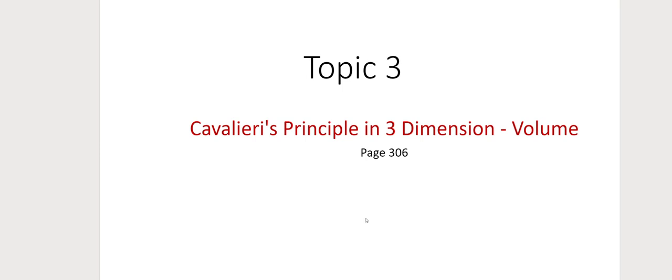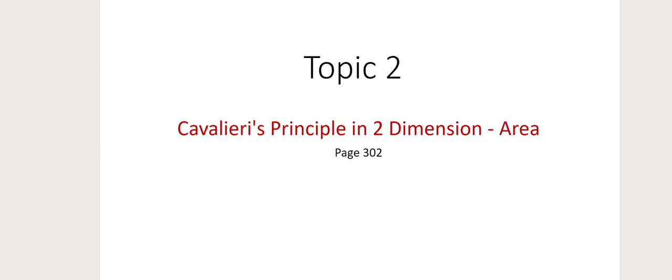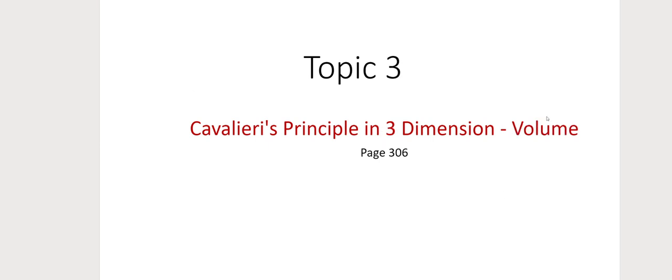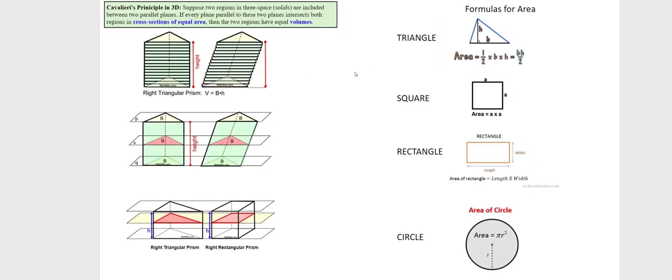Hi guys. So today we're gonna look at section 11, topic 3. This is the second part of Cavalieri's principle, now in 3 dimensions, which is volume. The previous topic that we did, topic 2, was Cavalieri's principle in 2 dimensions, which is area. So we did area. Now we're going to do volume. Okay, so let's get it going.